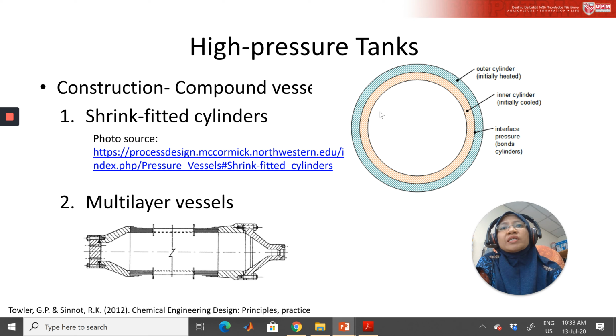So for the compound vessel, there are three types. One is shrink-fitted cylinders, two is multi-layer vessel, and third is wound vessel. So for shrink-fitted vessels, it's made by shrinking one cylinder over another cylinder.